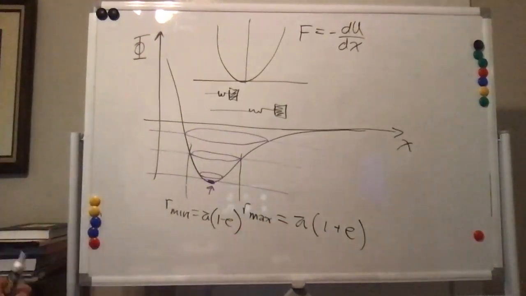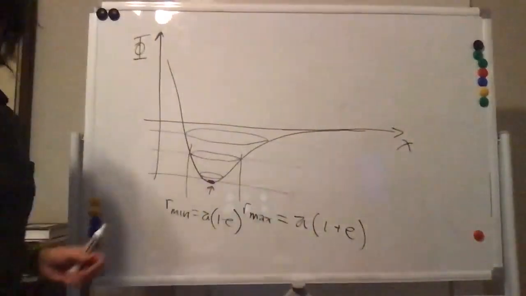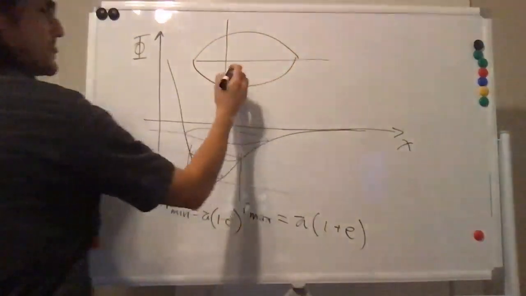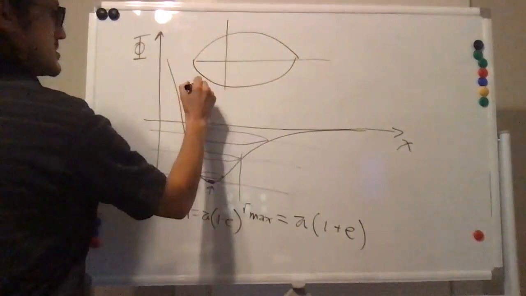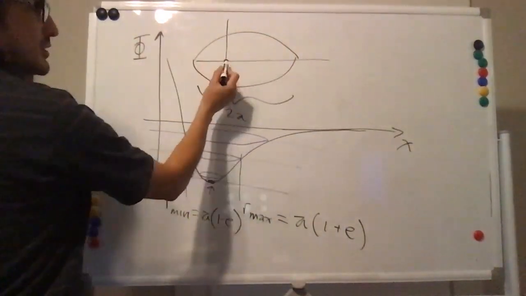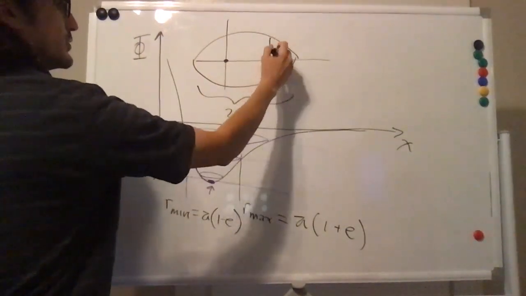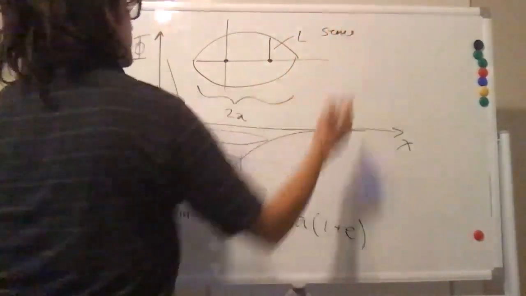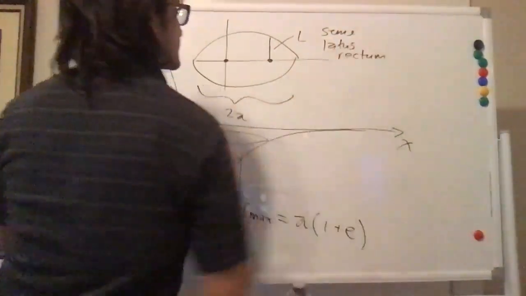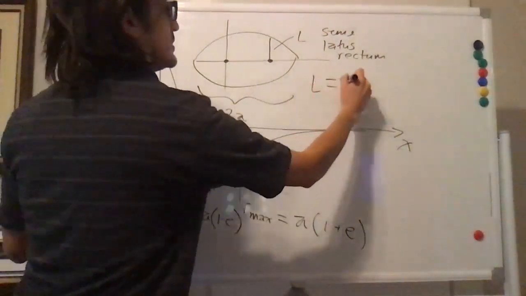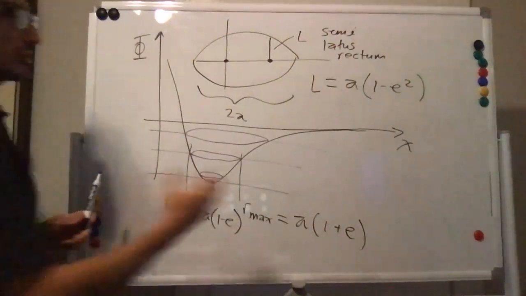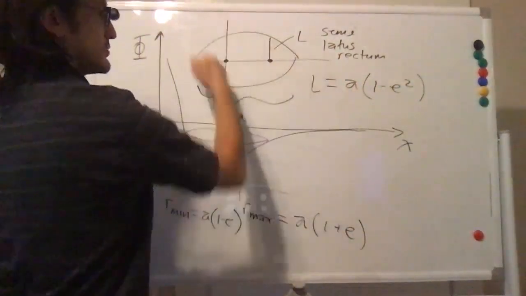So I have the R min, R max, and just as a reminder, this whole thing is 2a, and this will be one of the foci. This is the other one. So over here we have L, the semi-latus rectum. And L is A(1-E squared). E is the eccentricity. So if the eccentricity is 0, so you have a perfect circle, L is equal to A, this is just a circle.